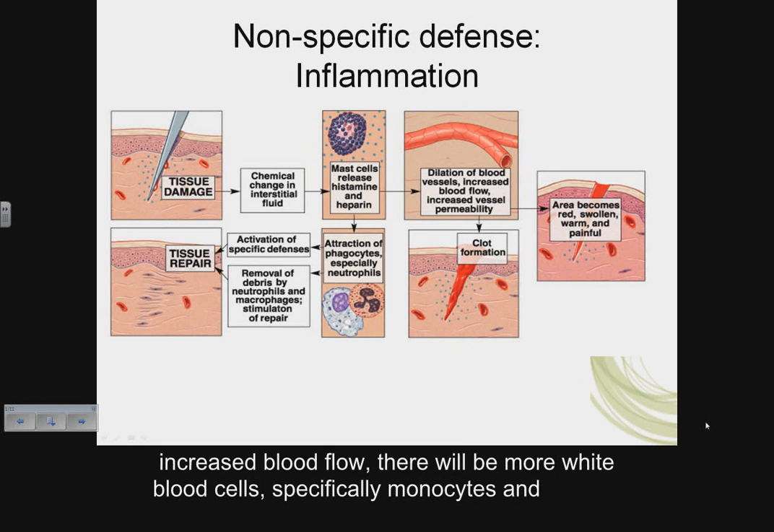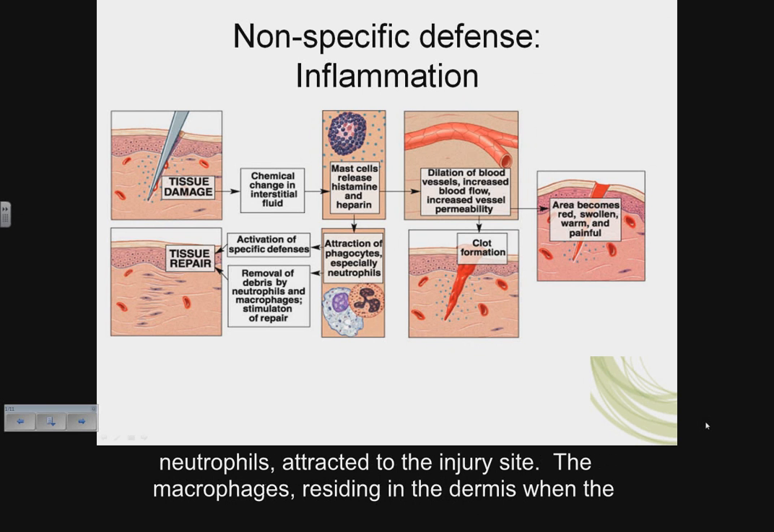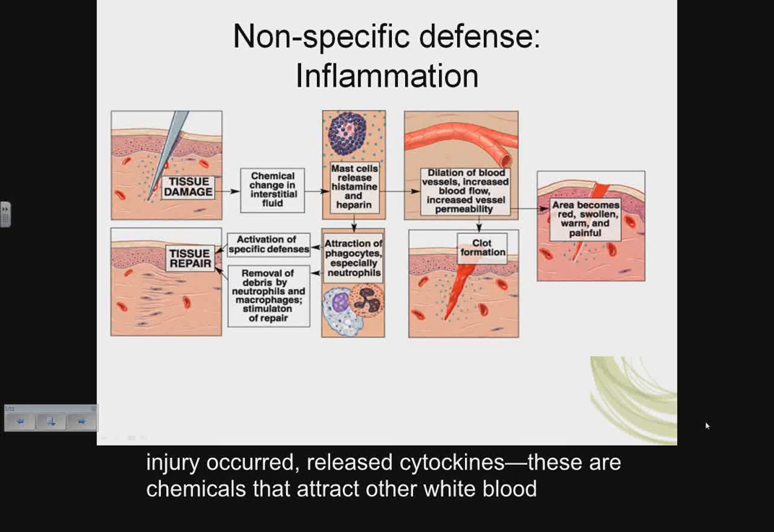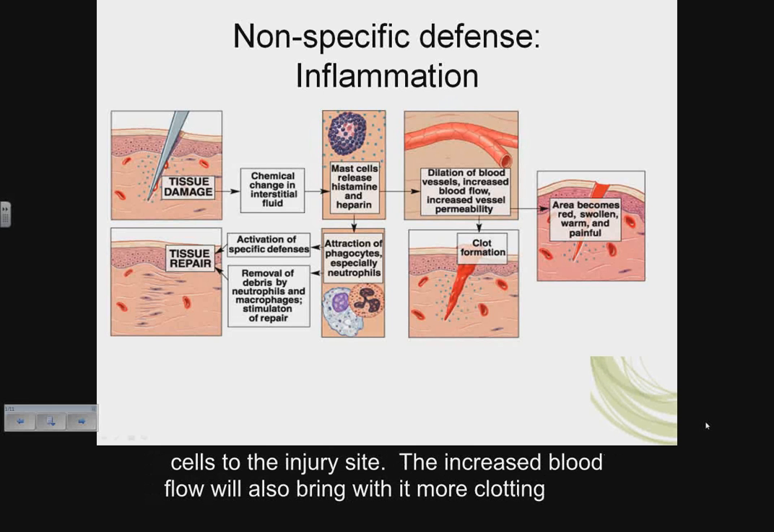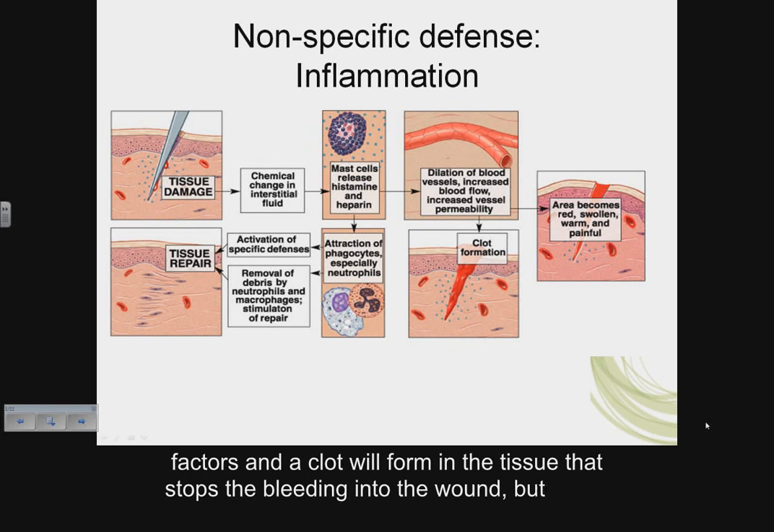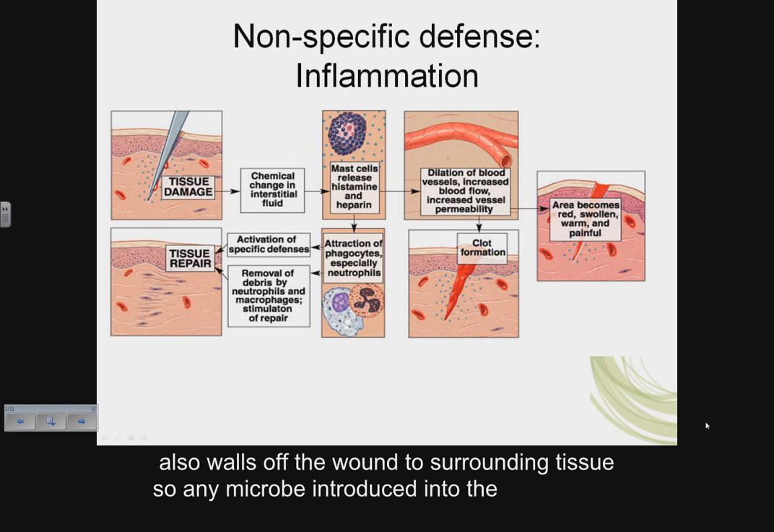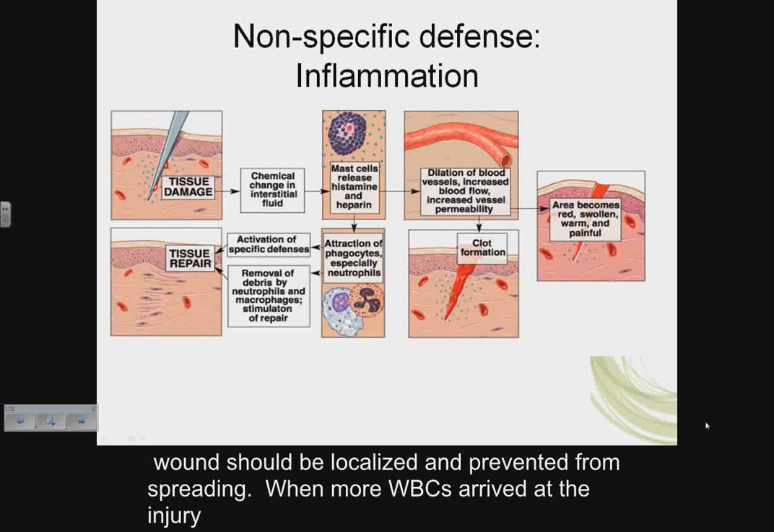As a result of increased blood flow, there will be more white blood cells, specifically monocytes and neutrophils, attracted to the injury site. The macrophages residing in the dermis when the injury occurred released cytokines. These are chemicals that attract other white blood cells to the injury site. The increased blood flow will also bring with it more clotting factors, and a clot will form in the tissue that stops the bleeding into the wound, but also walls off the wound to surrounding tissue, so any microbe introduced into the wound should be localized and prevented from spreading.